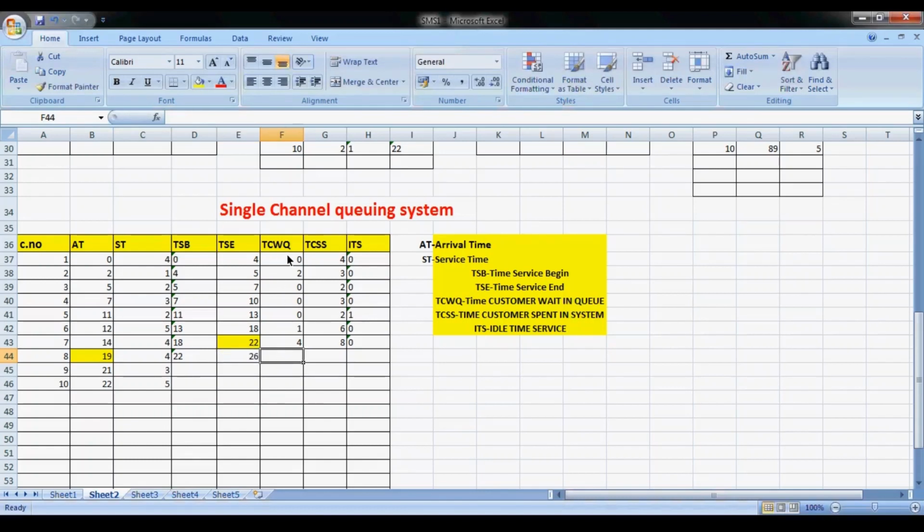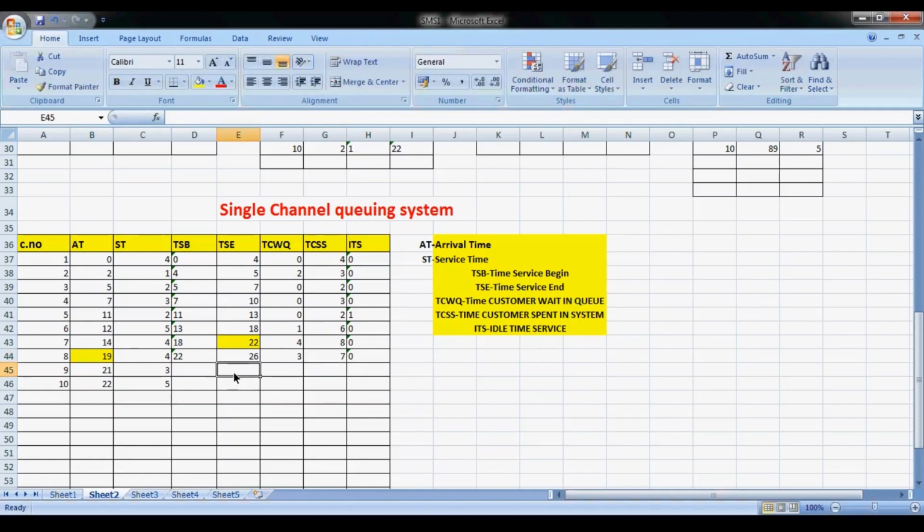Next, time customer waits in a queue. The customer is coming at 19 and the server is going to be free at 22, which means the customer is waiting for 3 minutes. 22 minus 19 gives 3. If the customer is waiting, the server is not idle, so write down that the idle time of the server is 0. The time customer spent in a system is time service end minus arrival time. So 26 minus 19 gives 7 minutes the customer is going to be spent in a system.